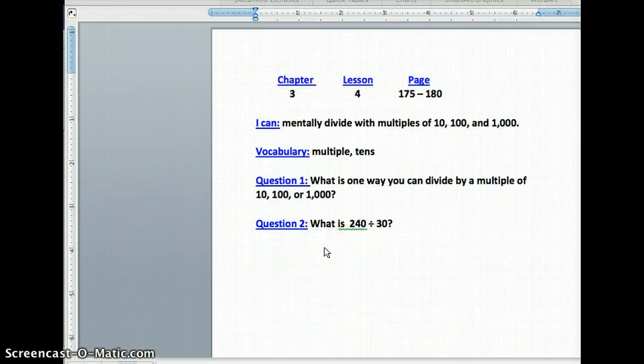All right, so let's look back at our questions. Question 1 I talked about on page 176. Your book shows you some really good ways you can divide, and that was also in the little presentation. So look back if you're stuck on that. And question 2, solve that one.